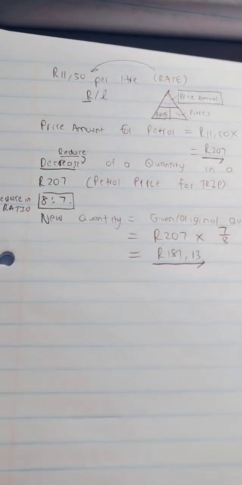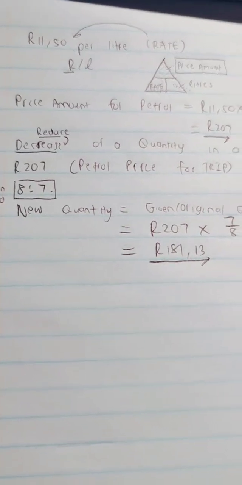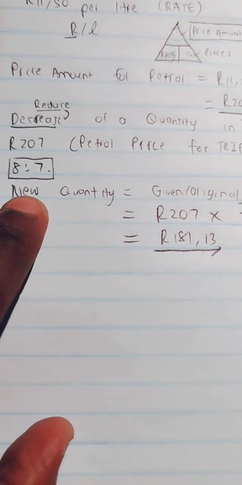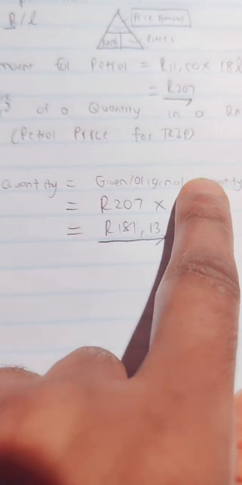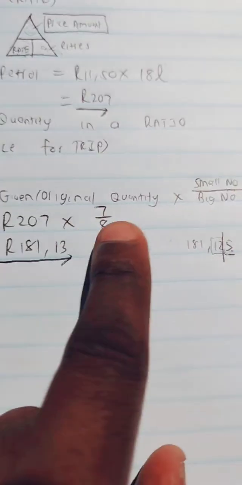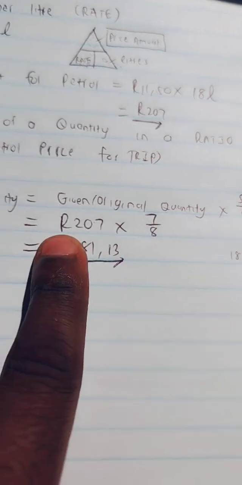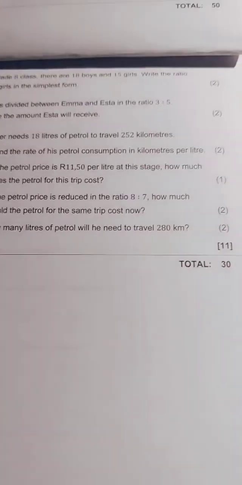So whenever we are asked to reduce a quantity using a given ratio, that's what we do. To calculate the new reduced quantity, you take the original quantity, which was 207 rand, and multiply it by the small number of the ratio over the big number of the ratio. There it is, 207 times 7 over 8. Put this in your calculator and you get the answer, no problem.